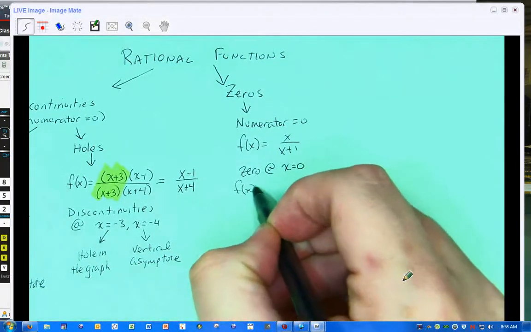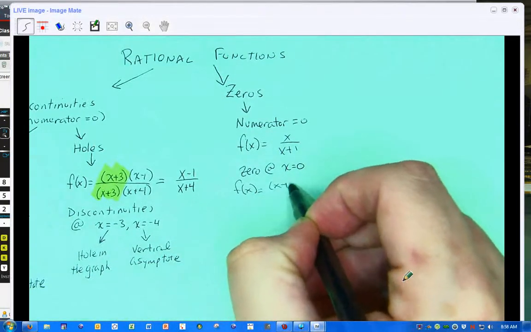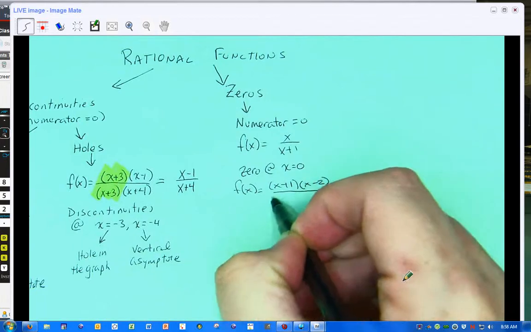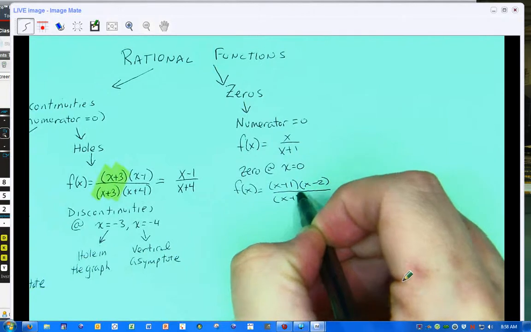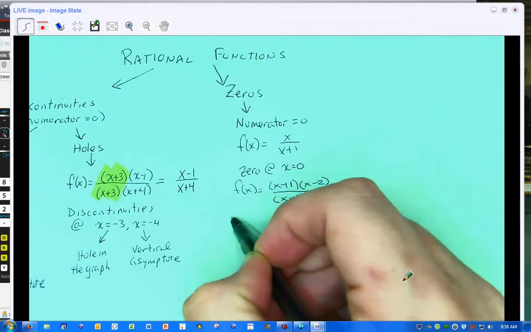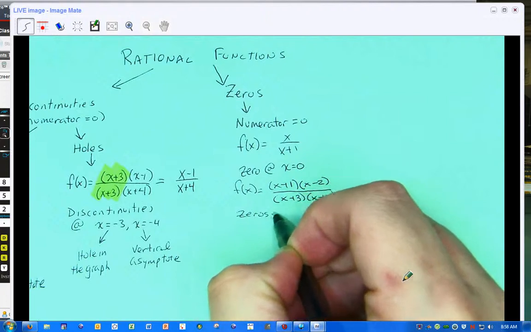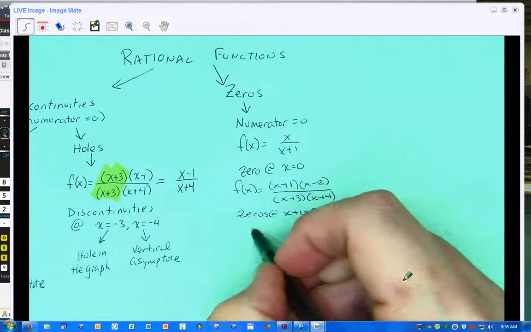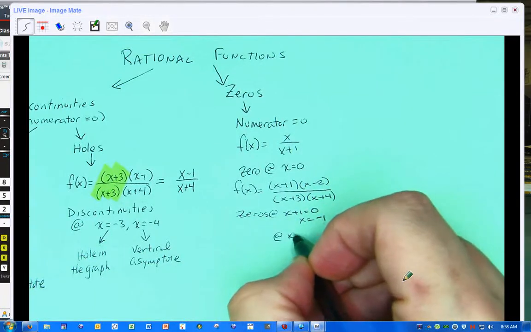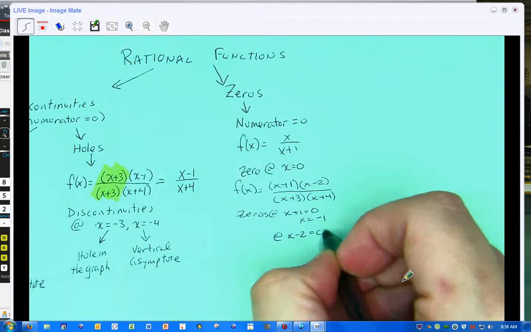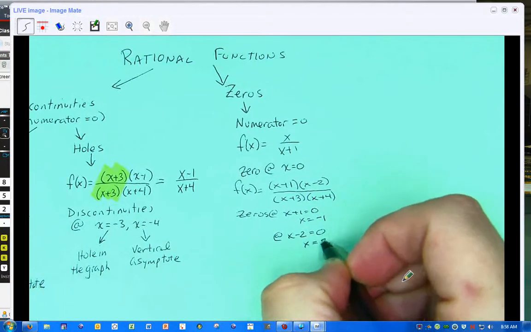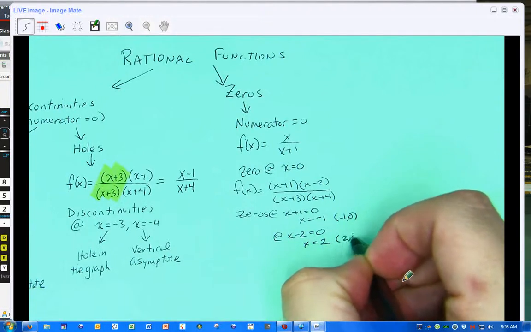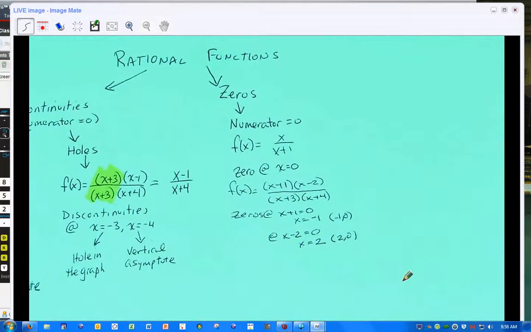So if you have f of x is equal to x plus 1, x minus 2, all over x plus 3, x plus 4, I know I'm going to get zeros at x plus 1 equals 0, which is x equals -1. I'm going to get zeros also at x minus 2 is equal to 0, so x is going to be equal to 2. So I know from here that -1, 0 is on the graph, and I know here that 2, 0 is on the graph, which is nice to know.